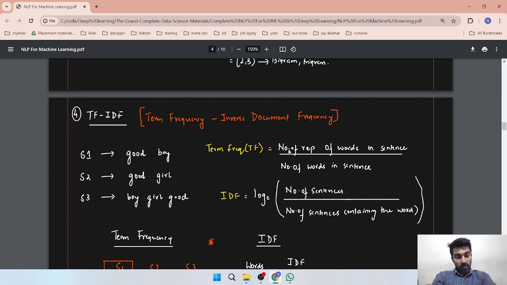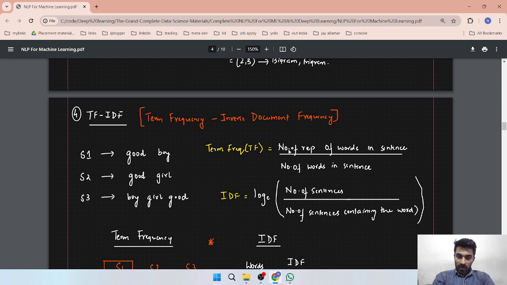First, if somebody asks what is TF-IDF, you have to know the full form. TF means term frequency; IDF means inverse document frequency. Term frequency means the frequency of that term. Term means basically word. So what is the frequency of that word in the sentence? You have to calculate the frequency of that word in the sentence. The formula is the number of repetitions of the word in the sentence upon the total number of words in the sentence.